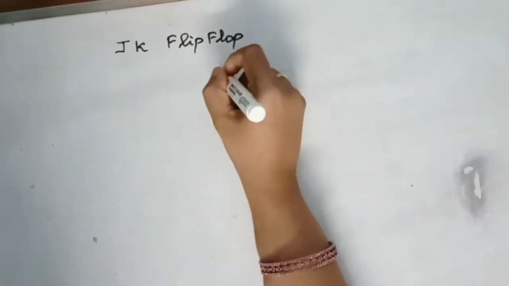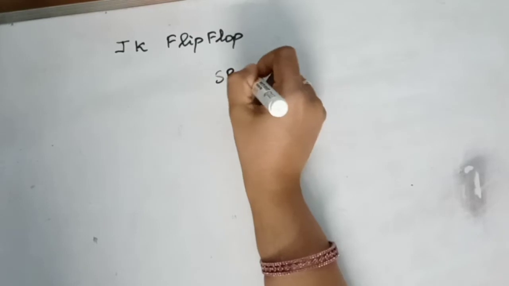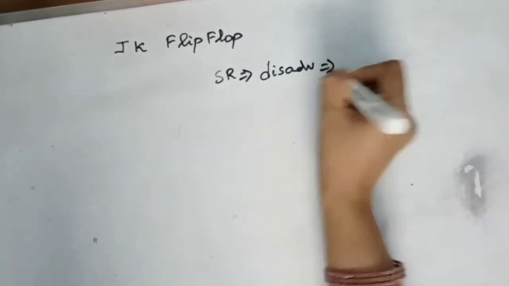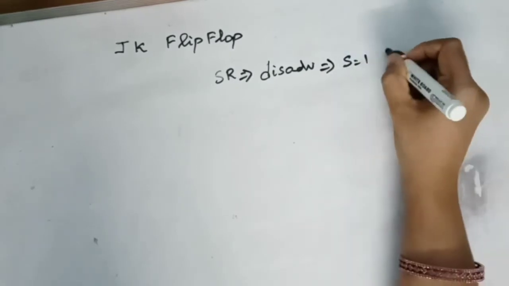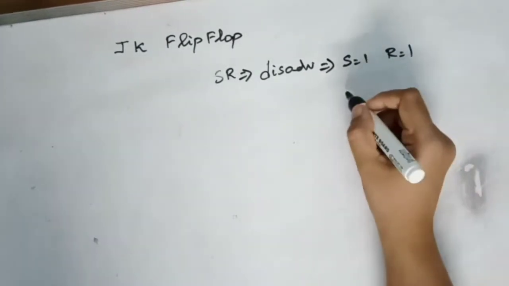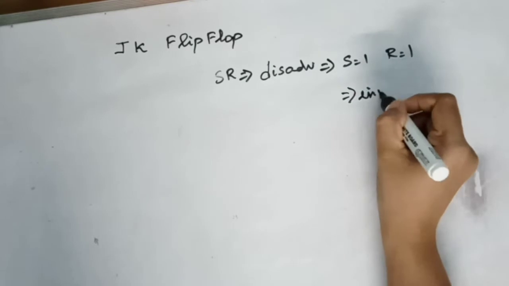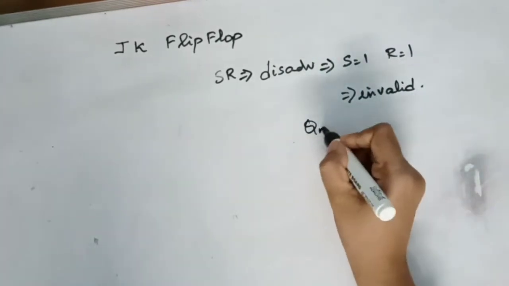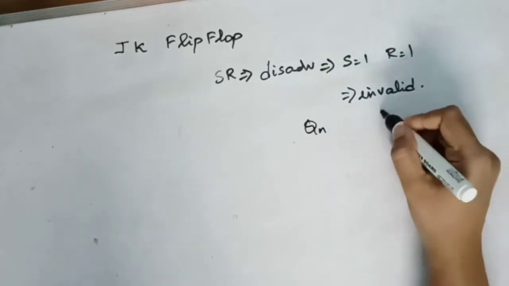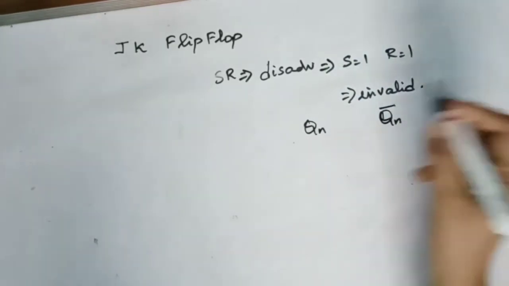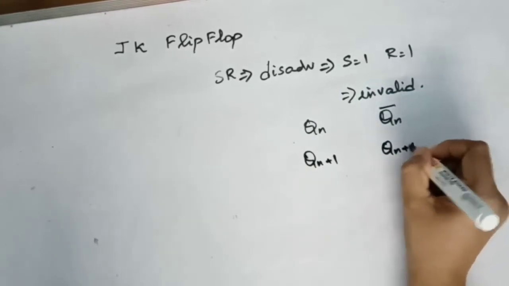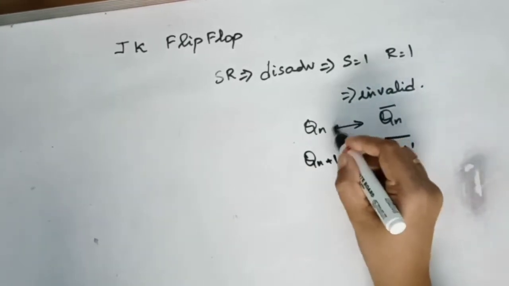Next is JK flip-flop. In SR flip-flop, we found out that it has a disadvantage: when S equal to 1 and R equal to 1, it is an invalid state. Why is it an invalid state? Because Qn plus 1 and Qn plus 1 bar should be complements of each other.